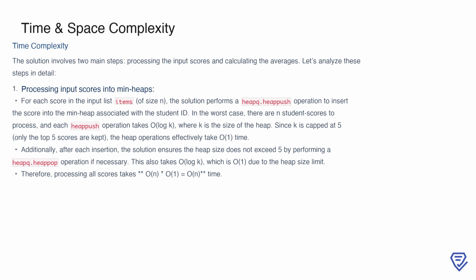First, when processing the input scores, we use a min heap for each student to keep track of their top 5 scores. For every score in the input list, we perform a heapq.heappush operation to insert the score into the heap associated with the student ID. Since the heap size is capped at 5, each heappush operation effectively takes constant time, O(1). If the heap exceeds 5 elements, we remove the smallest element using heapq.heappop, which also takes constant time due to the size limit. Given that there are n scores to process, this step takes O(n) in total.